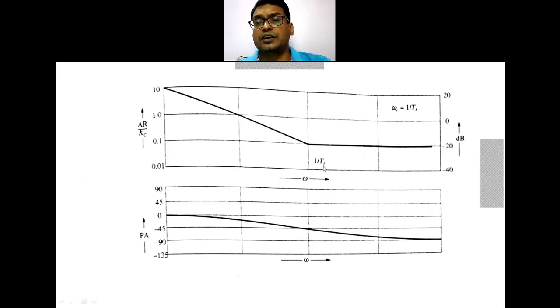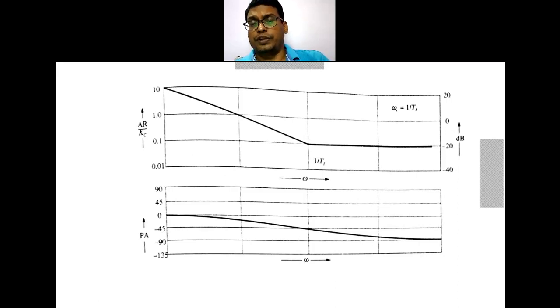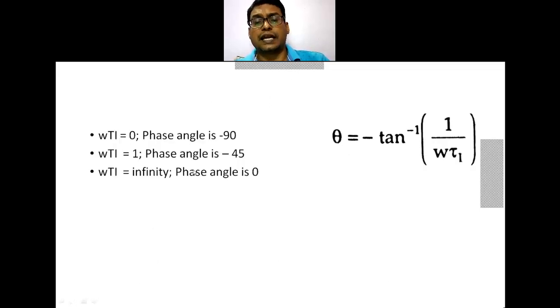The next is the phase angle theta, which is equal to minus tan inverse of 1 upon omega tau I. So substituting the value of omega tau I equal to 0, 1 or infinity. Also we can substitute intermediate values. So for 0, you will get the phase angle as minus 90. For 1, the phase angle is minus 45, and for infinity the phase angle is 0. So when you plot for omega tau I equal to 1, the phase angle is minus 45.